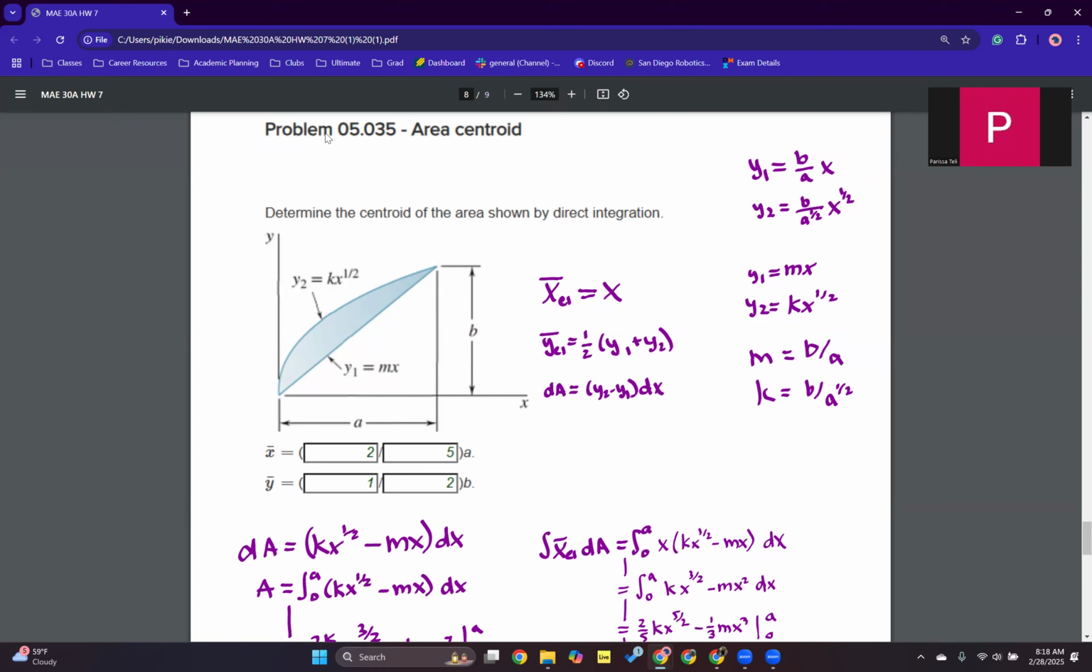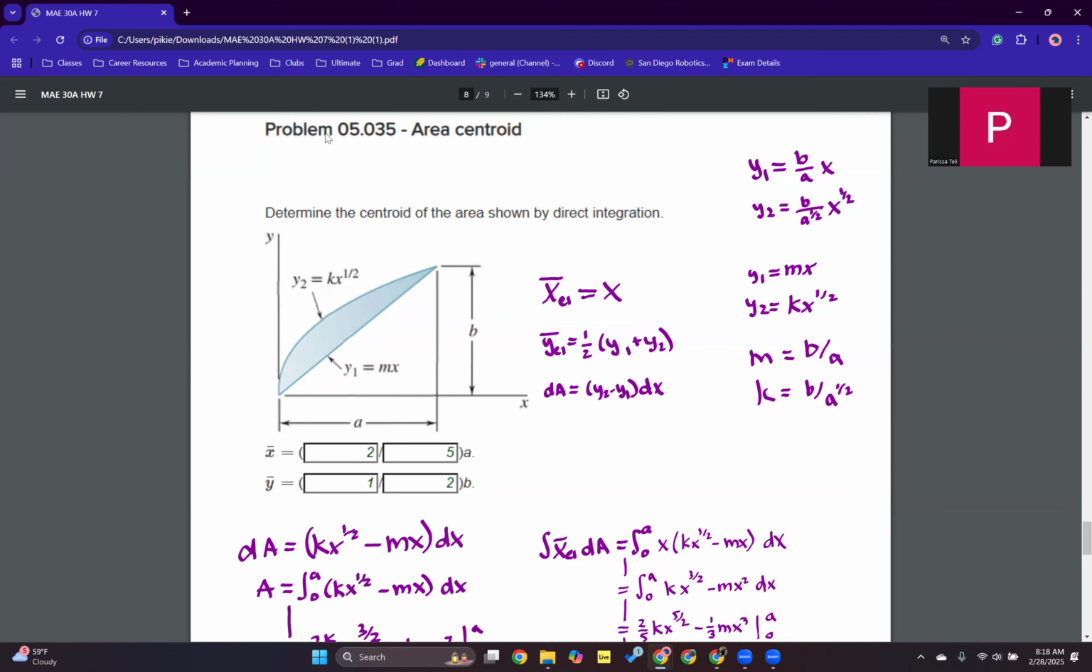Awesome. Okay, welcome to homework 7 problem 4. This is problem 5.035, area of a centroid. In this problem, we are determining the centroid of the area shown by direct integration.